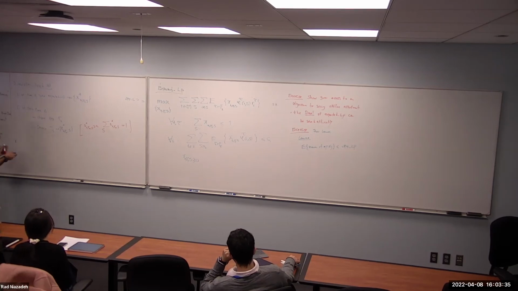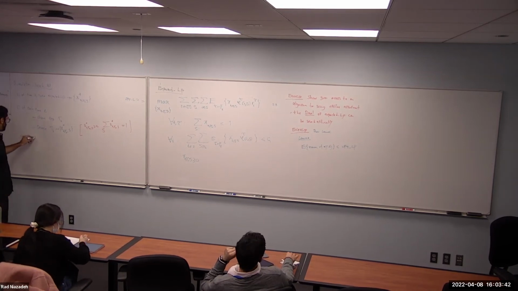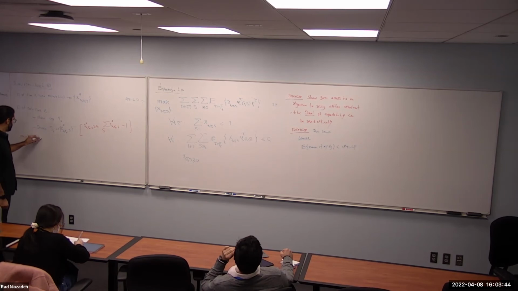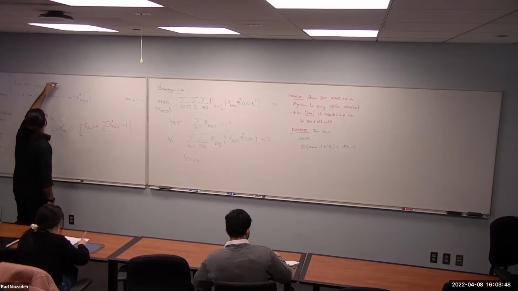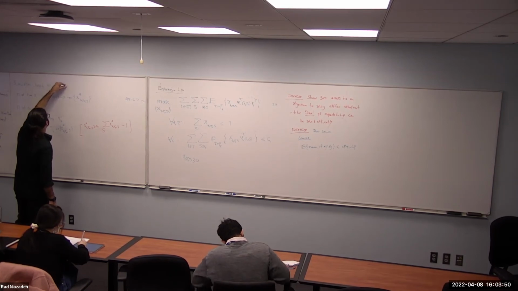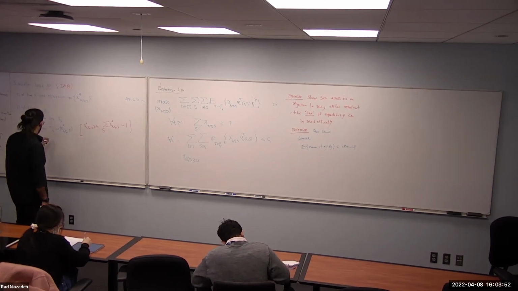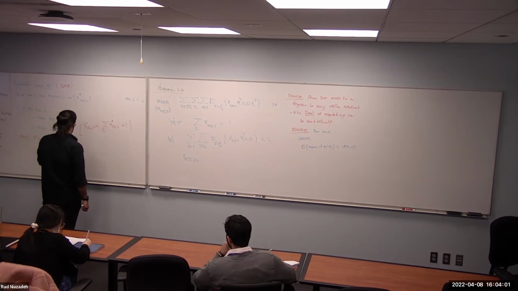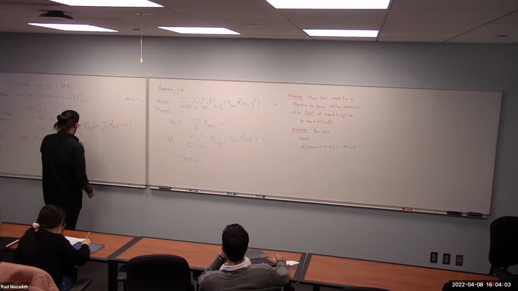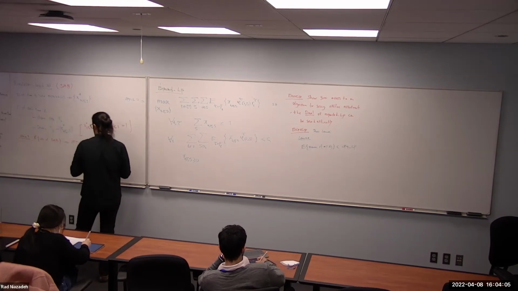Let me write these two things. Claim 1: expected revenue of simulation-based SMB. Expected revenue of SMB is exactly equal to opt-LP. You're ignoring the constraints here.